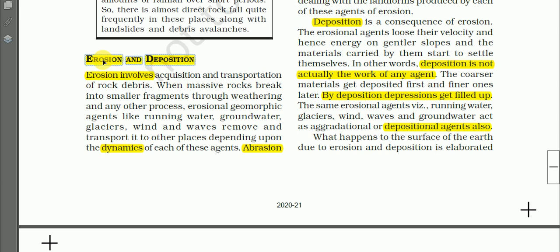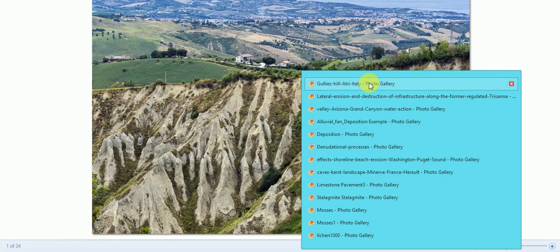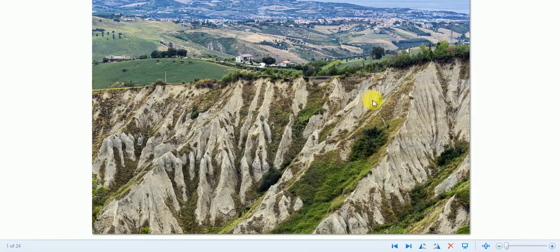So, erosion and deposition as a natural process. Before we start, let us see some photographs related to erosion and deposition. I think you are familiar with the erosion process also. So this is a photograph showing erosion of a hill range or a highland.